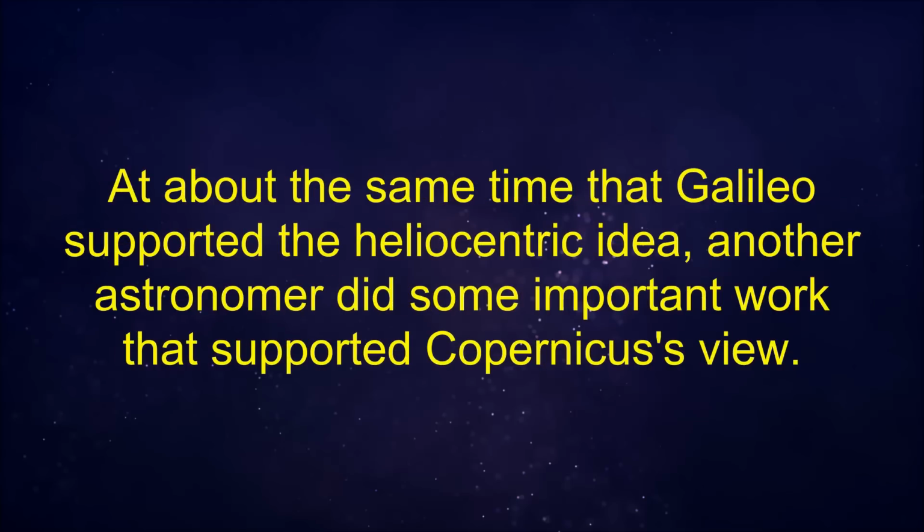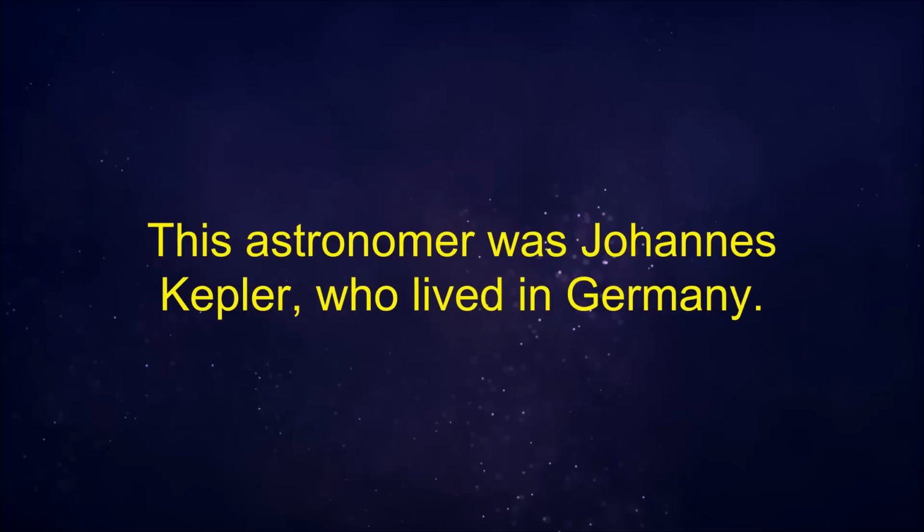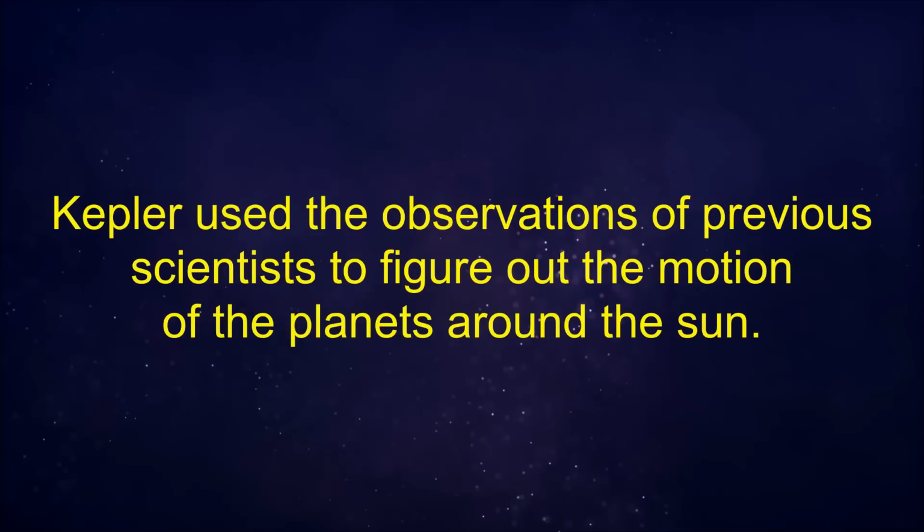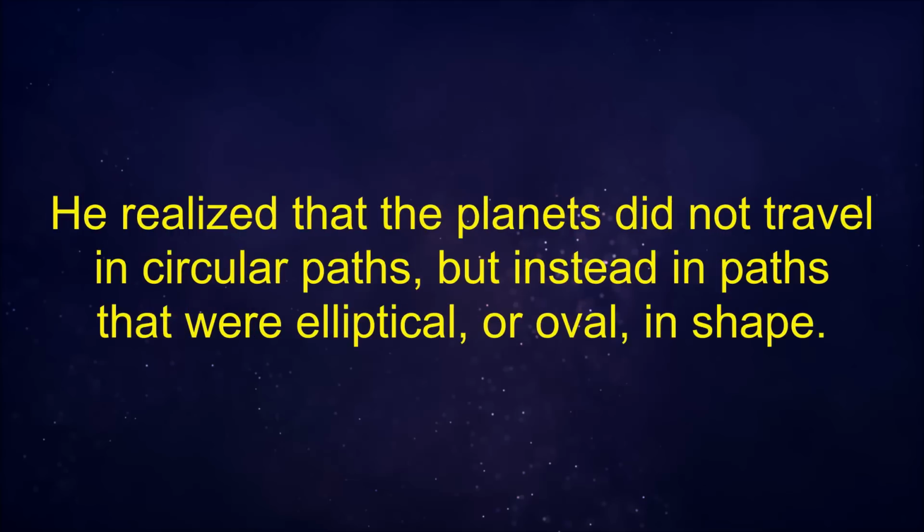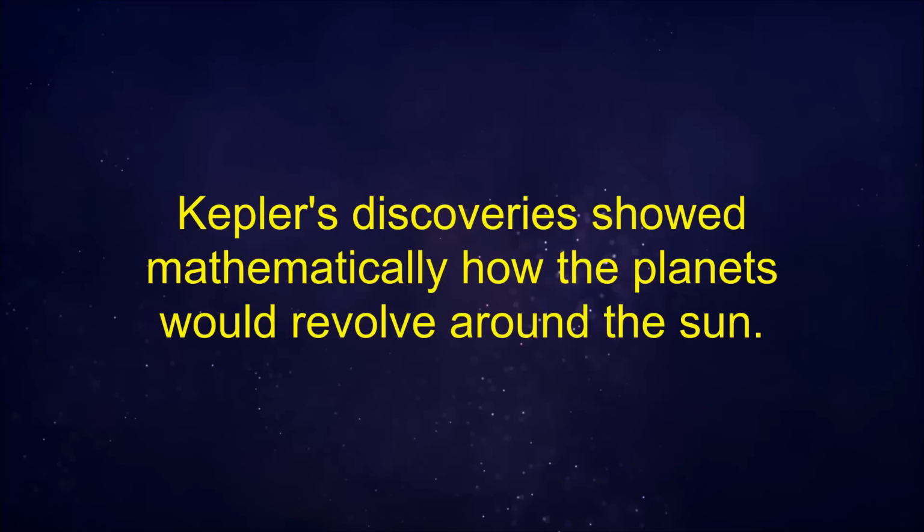At about the same time that Galileo supported the heliocentric idea, another astronomer did some important work that supported Copernicus's view. This astronomer was Johannes Kepler, who lived in Germany. Kepler used the observations of previous scientists to figure out the motion of the planets around the sun. He realized that the planets did not travel in circular paths, but instead in paths that were elliptical or oval in shape. Kepler's discoveries showed mathematically how the planets would revolve around the sun.